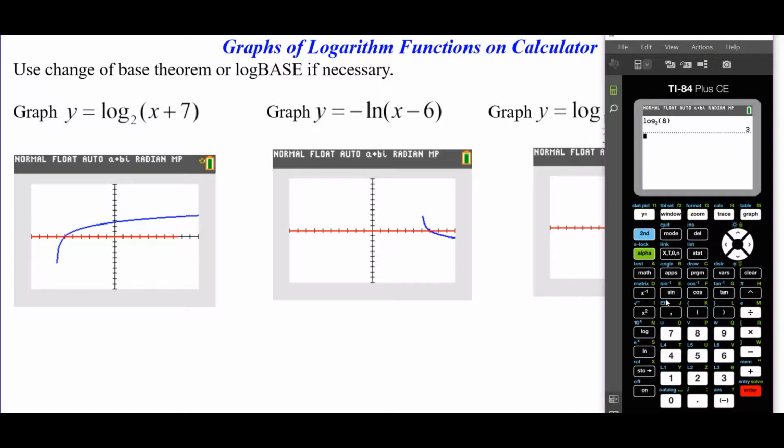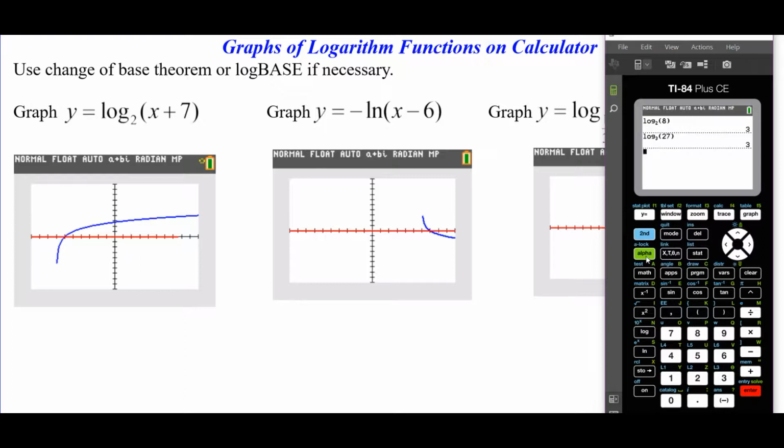You have a couple other options of ways that you can get to that log base. If you just use keyboard shortcuts, you're just going to go math, alpha math, and it will take you right to that log base. So again, we can do log base 3 of 27 this time, evaluates to 3.